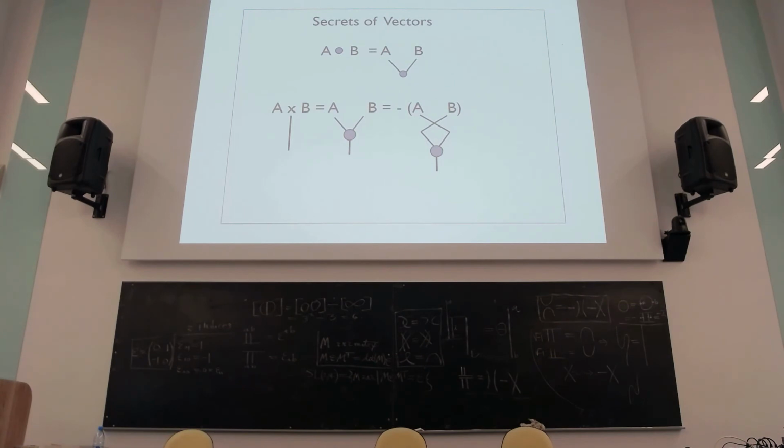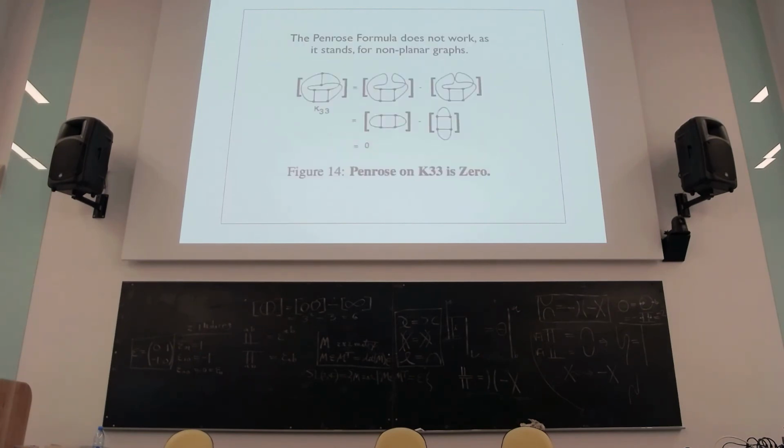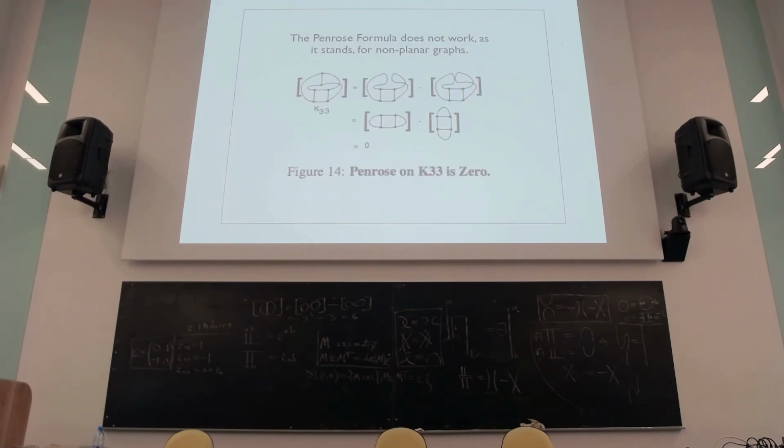I'm going to skip this, which has to do with the way the epsilon identities are related to things about cross product of vectors, and also how the map theorem is related to certain properties of vector cross product. We'll just skip that. Penrose formula does not work for non-planar graphs.